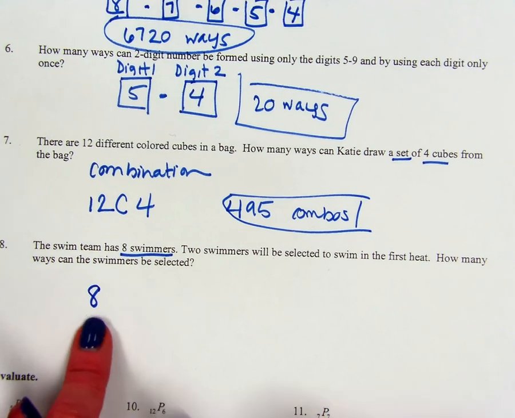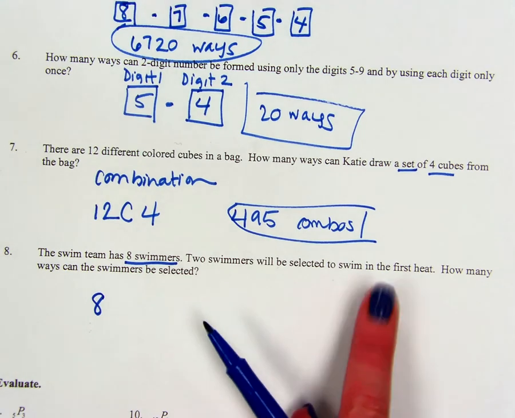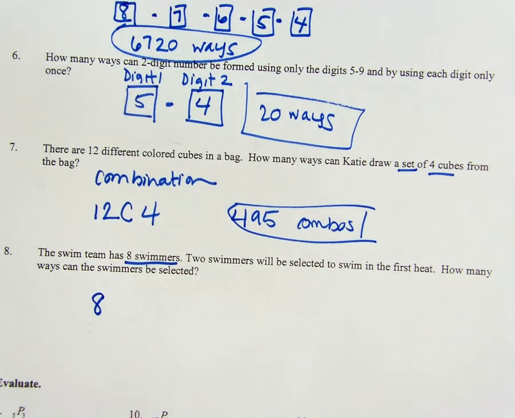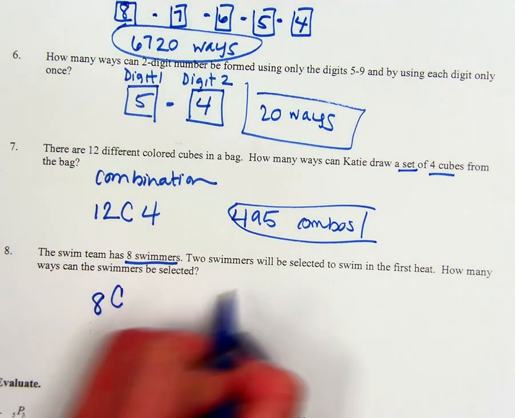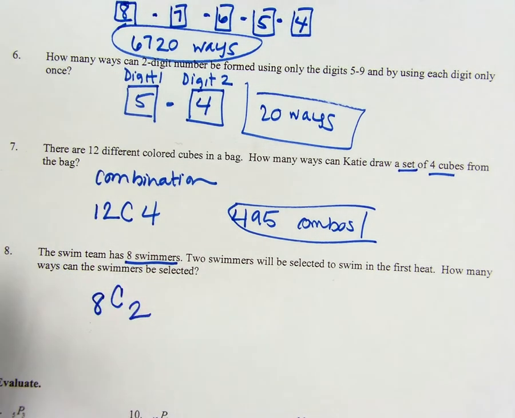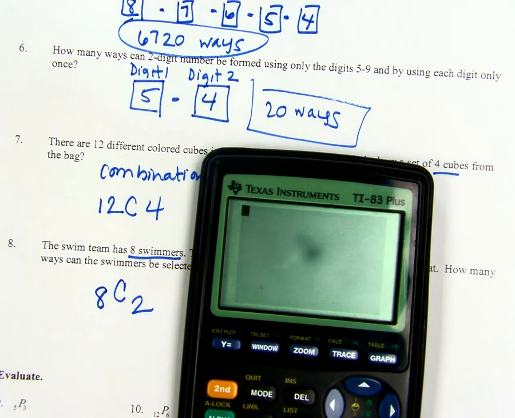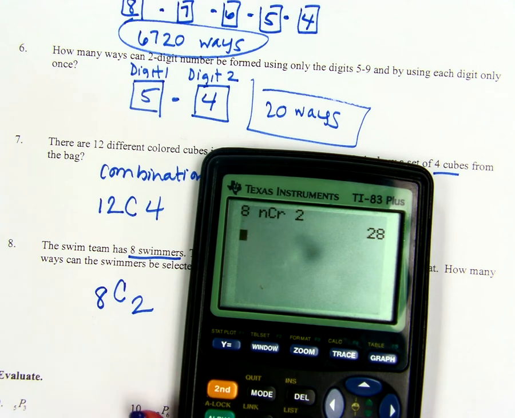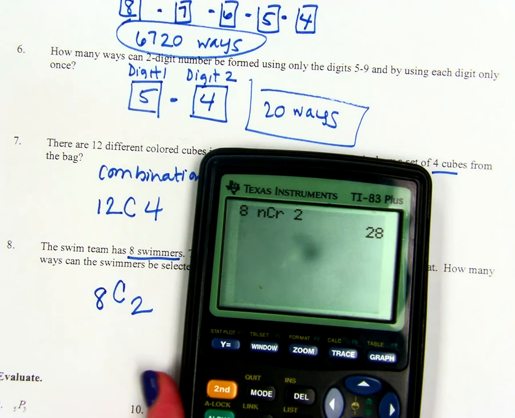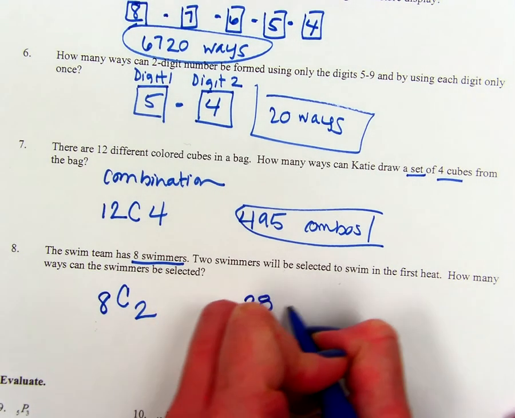All right, so 8 swimmers is how many I'm starting with. And then it says 2 swimmers will be selected to swim first. So again, the order doesn't matter. It doesn't matter which 2 swimmers I'm selecting. So I'm going to use my C, and then I'm going to put the number 2. So I'm going to start with my larger number, and then put my smaller number in. So I'm going to do the same thing again on my calculator. I'm going to do 8 and my 2. So I end up with 28 different ways. So 28 different ways our swimmers could be selected.